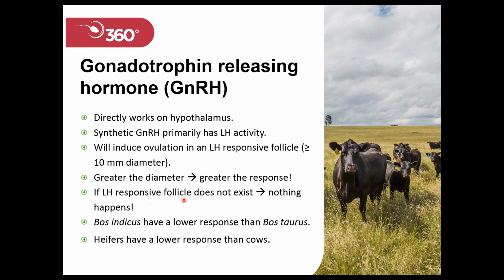If an LH responsive follicle does not exist, then nothing happens. So this is another important thing to remember in synchronization protocols. What we do know is that Bos indicus cattle tend to have a lower response to GnRH than Bos taurus cattle, and we also know that heifers have a lower response than cows.